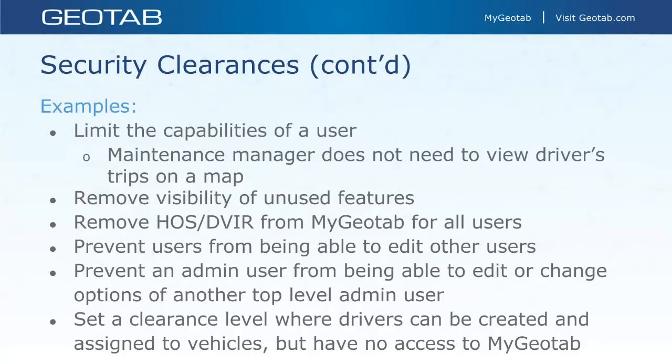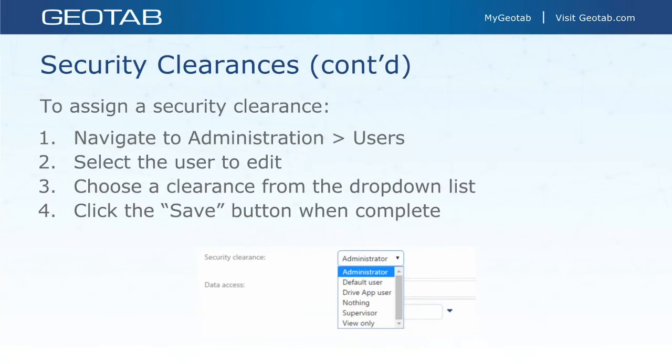You just want to have control over what they can do and the data they can see. When you create a user, or you can also edit an existing user, navigate to your users list through administration, select the user you want to edit, and you can choose a security clearance from the drop-down list and save when you're done. So you only get to choose one security clearance for them.